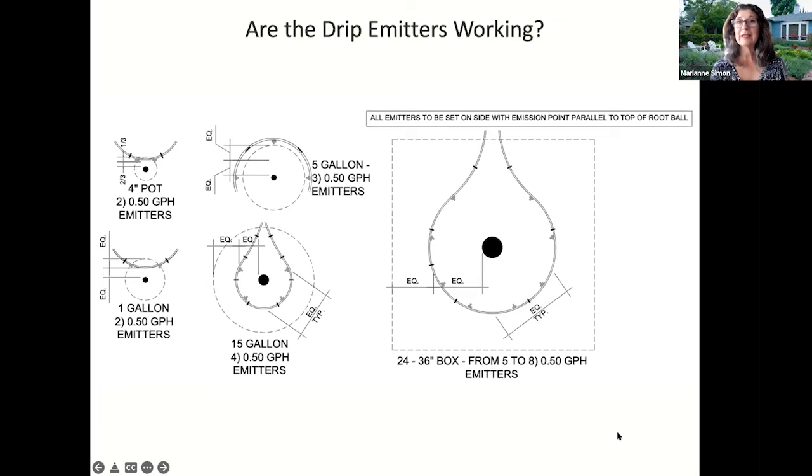Obviously, the larger the plant, the more emitters. And the size or the flow of the emitters depends on various factors. One of the most key ones will be the soil type.